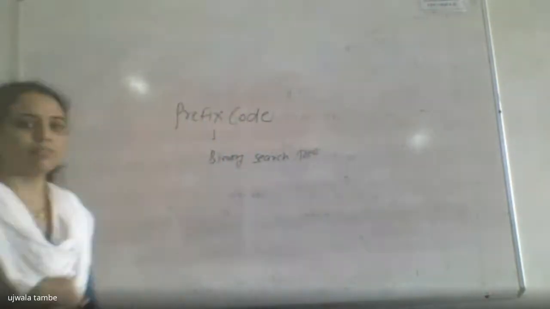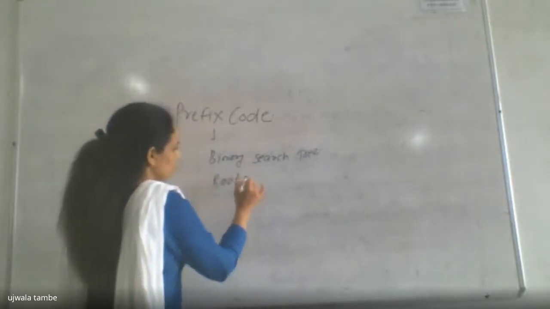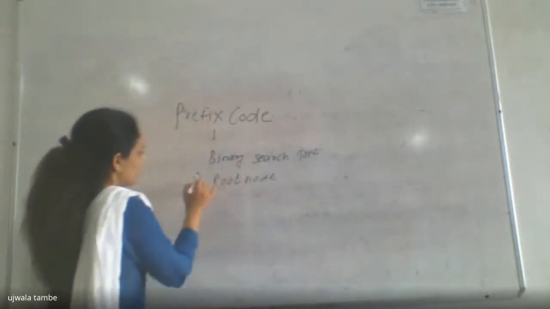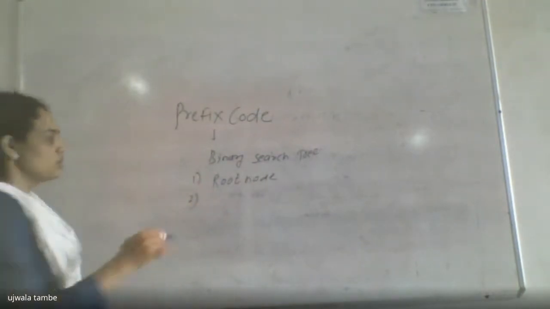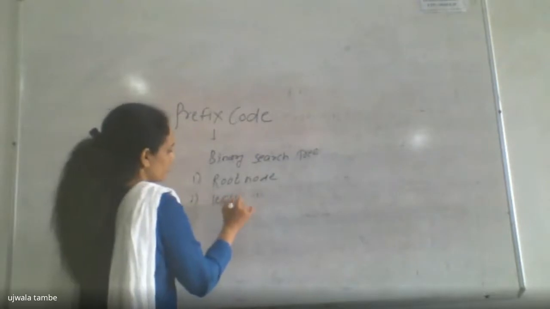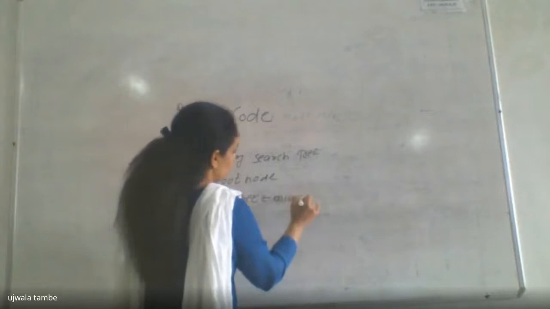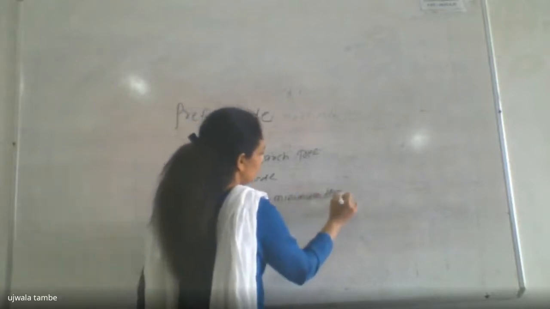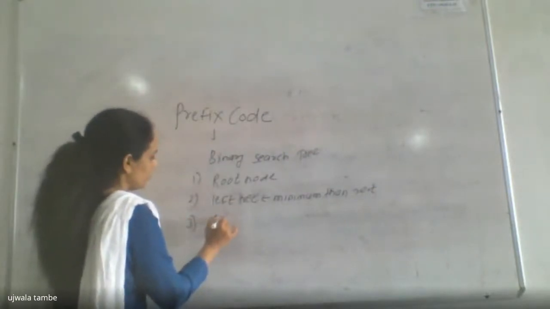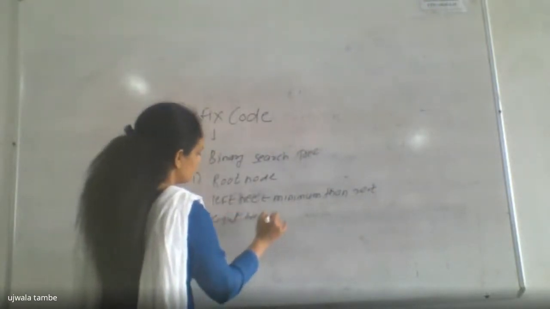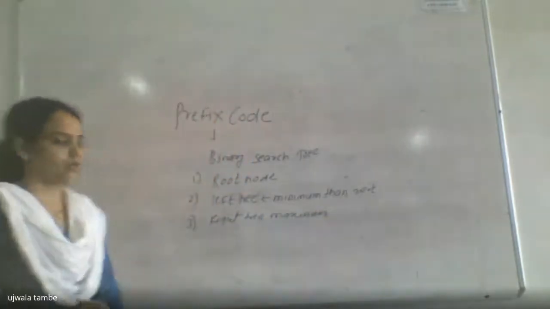Now, what happens with a binary search tree? As we know, our trees start from the root node. Then there is one property for the left subtree and right subtree. The left subtree is smaller than the root node, and the right subtree is greater than the root. So what does it mean?